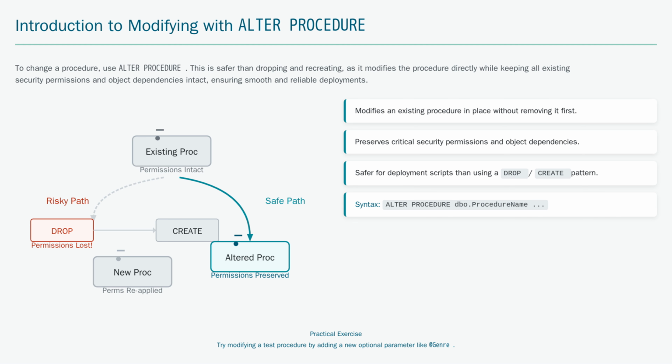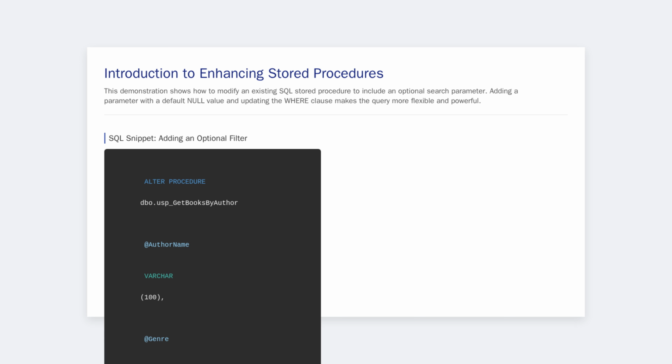To change a procedure, use alter procedure. This is safer than dropping and recreating, as it keeps existing permissions intact. Here, we'll add an optional @genre parameter. Let's alter our procedure. We add a new, optional @genre parameter with a default value of null and update the where clause to handle it, making our search more flexible.